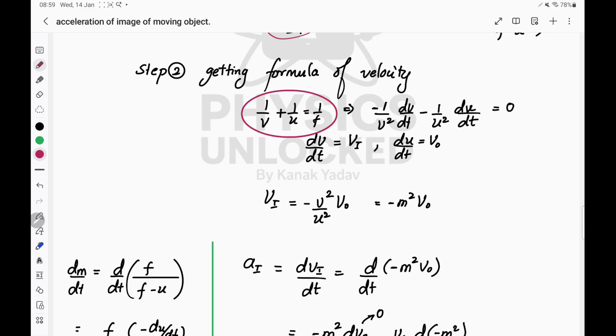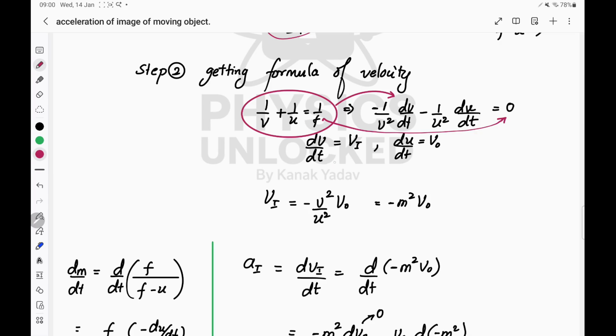We have the object distance image distance relation, which is the mirror formula. We are going to differentiate it. Differentiation of 1 by v will be minus 1 by v square into dv by dt. Differentiation of 1 by u will be minus 1 by u square into du by dt. And differentiation of focal length is going to be 0 because focal length is a constant. Therefore, if you differentiate focal length, you are going to get 0.